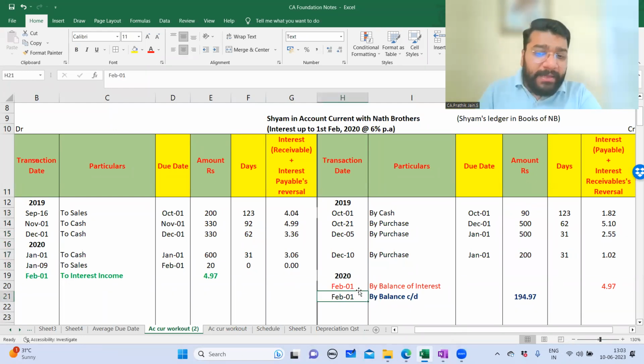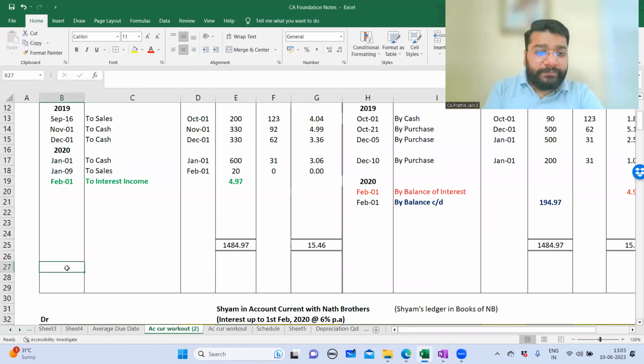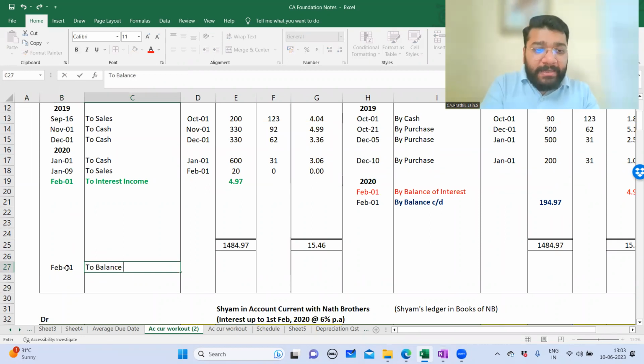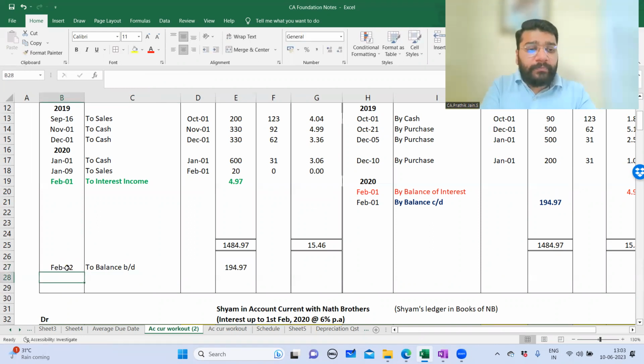So can I say by balance carried down 194.97? By balance carried down 194.97. And here, Feb 01, to balance brought down 194.97. This is the opening balance on 1st Feb, or you can say Feb 2. The 1st Feb closing balance becomes Feb 2's opening balance. So this is the opening balance of Feb 2.